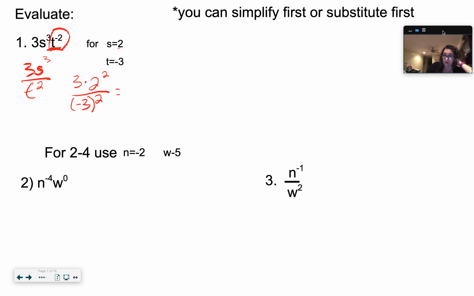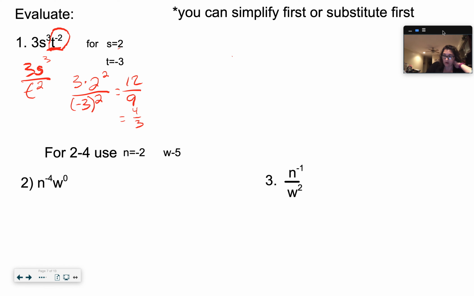So now, order of operations, I have to do 2 squared, so I have 3 times 2 squared. 2 squared is 4. 3 times 4 is 12. Negative 3 squared. Negative 3 times negative 3 is a positive 9. So then my answer is 12 over 9. But I can reduce this. So I'm going to divide both by 3. So that'd be 4 over 3. Okay? If you want to substitute first, you can.